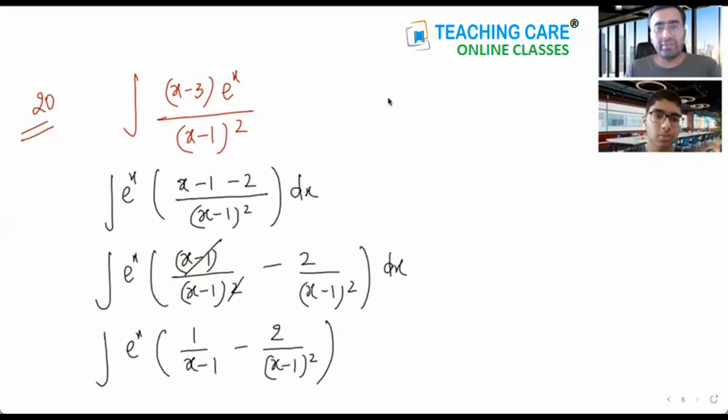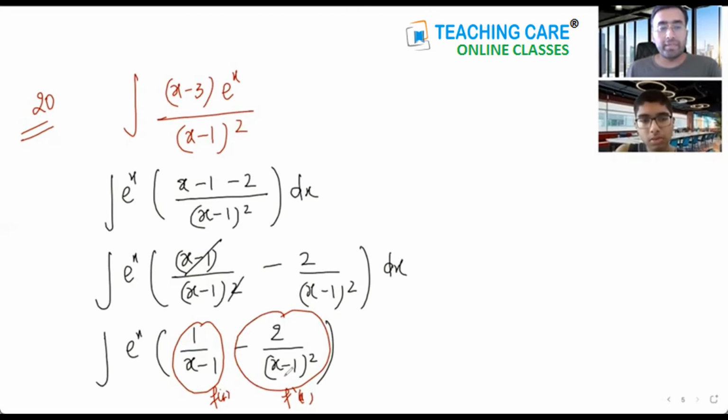So now it's well understood, this is your f(x) and if you differentiate it, this is your f dash x. So the answer is going to be simply e raised to the power x times 1 over x minus 1, plus C.